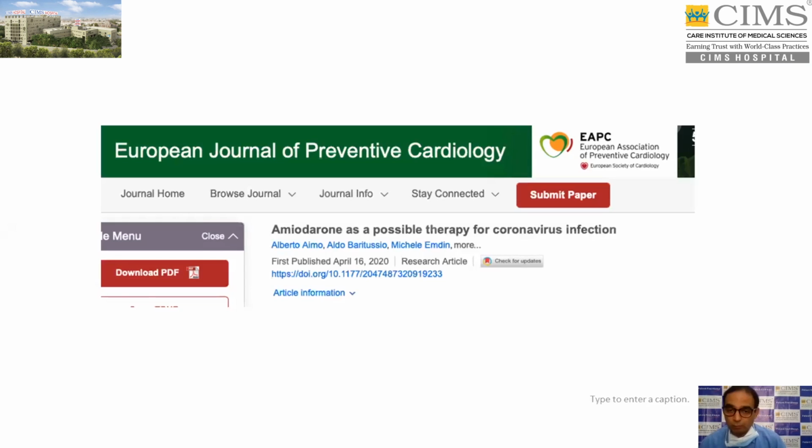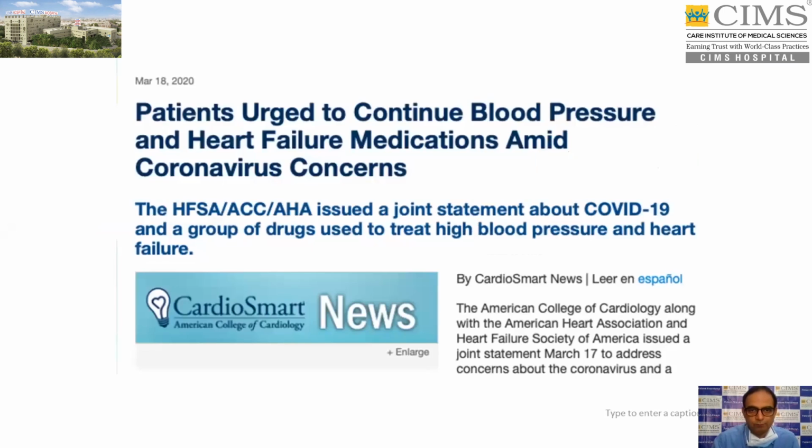There are a lot of articles coming on amiodarone as a possible therapy for coronavirus infection. Again, it is still not proven, and there are certain mechanisms where amiodarone actually prevents the entry of the virus, but I don't think it's proven. I don't think currently I will be prescribing amiodarone for the treatment of COVID-19 infection.